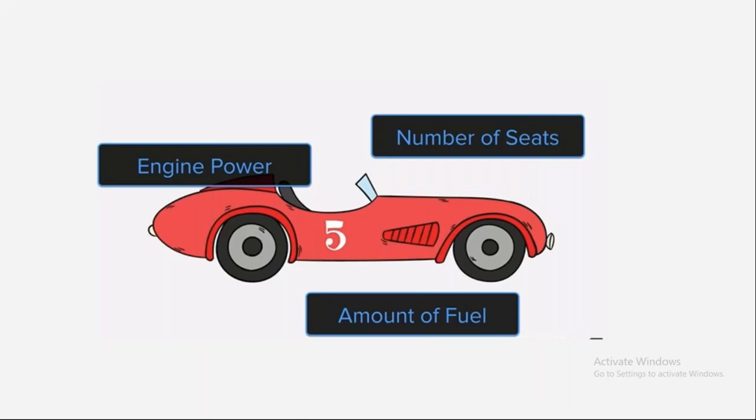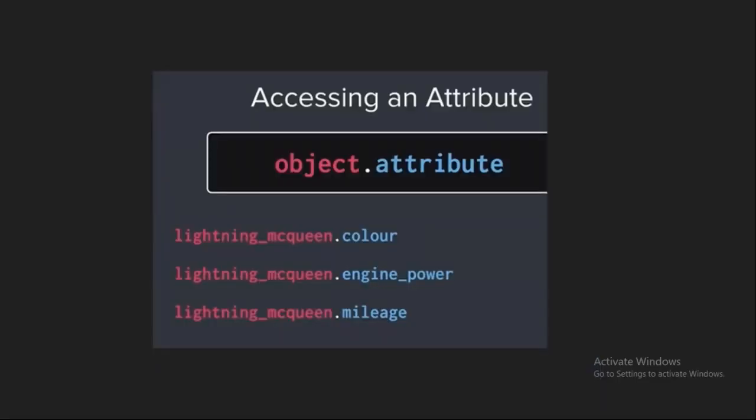So how can we access the attributes of an object? Let's look at that. To access an attribute of an object, we can just type the name of the object and then the name of the attribute that we want. Let's say our object, in this case, is Lightning McQueen. If you want to access the color, we write Lightning McQueen dot color. If you want to access the engine power, we write Lightning McQueen dot engine power. If you want to access the mileage, we can say Lightning McQueen dot mileage. So that is what an object is.